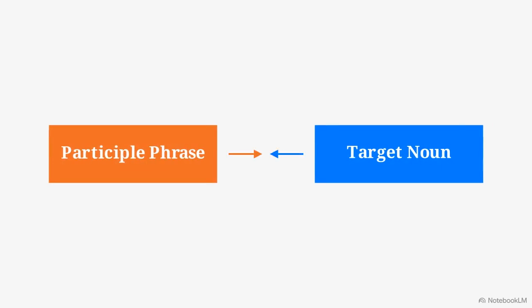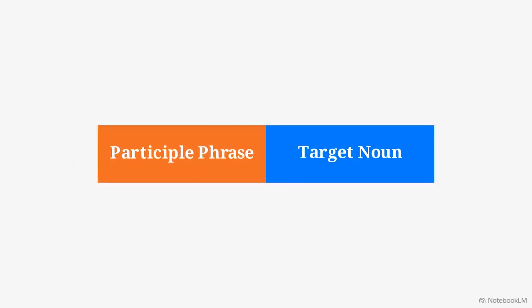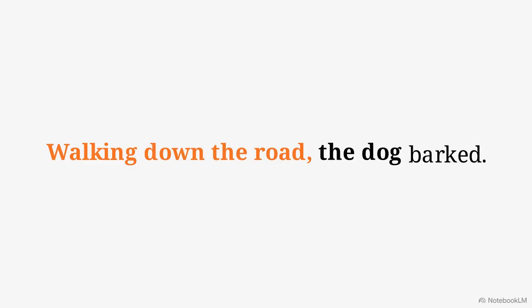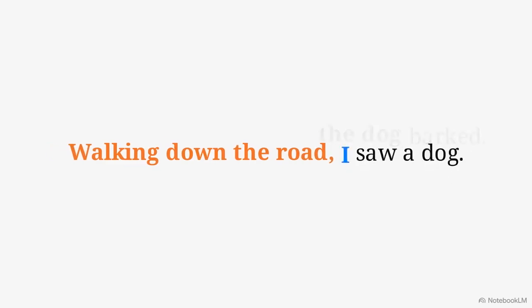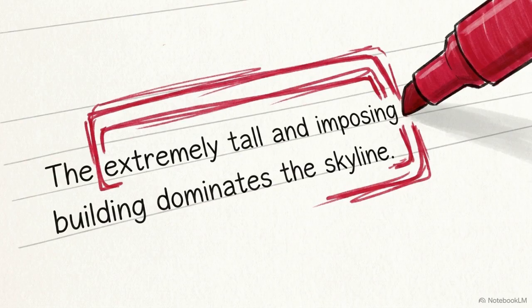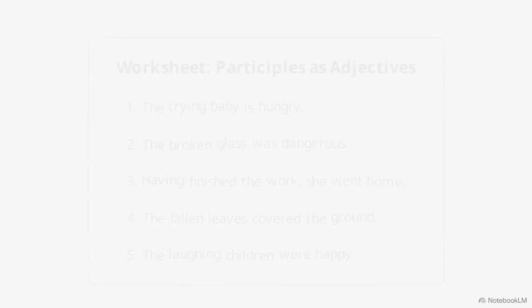The phrase must sit immediately next to the specific noun or pronoun it is actually describing. We correct the error by swapping the subject of the sentence. Walking down the road, I saw a dog, properly anchoring the action to the speaker. A participle is only as good as its placement. It must always physically anchor to its intended target.